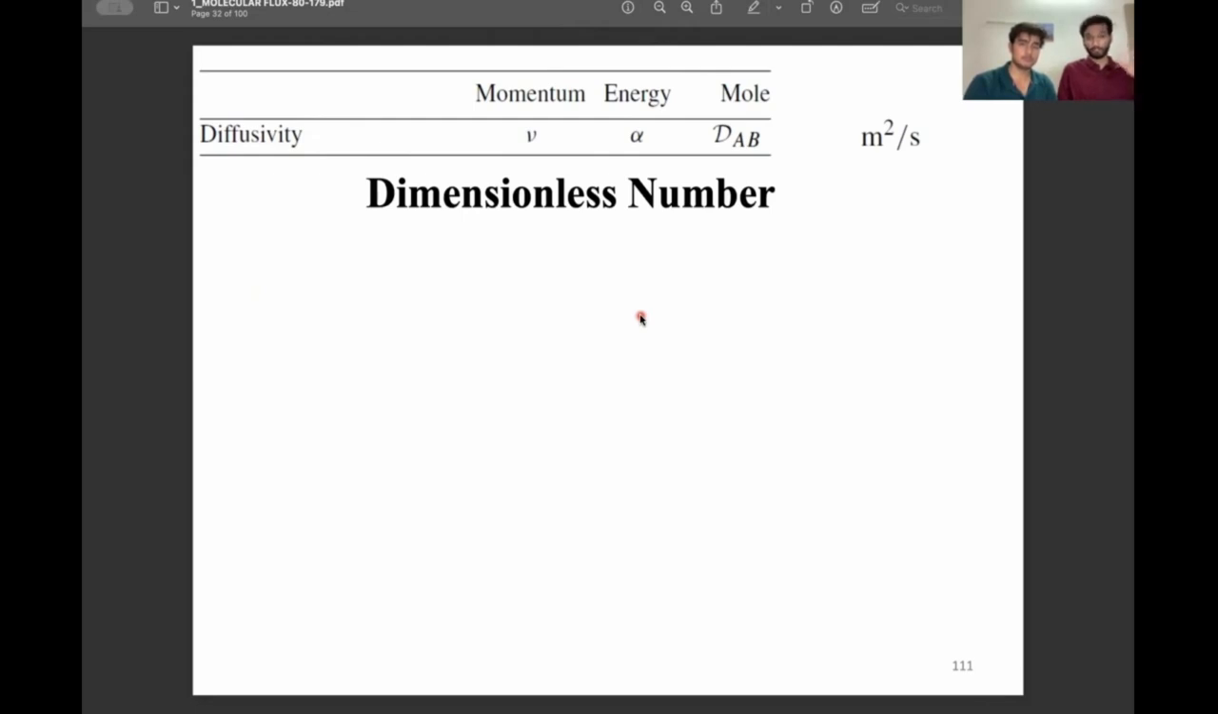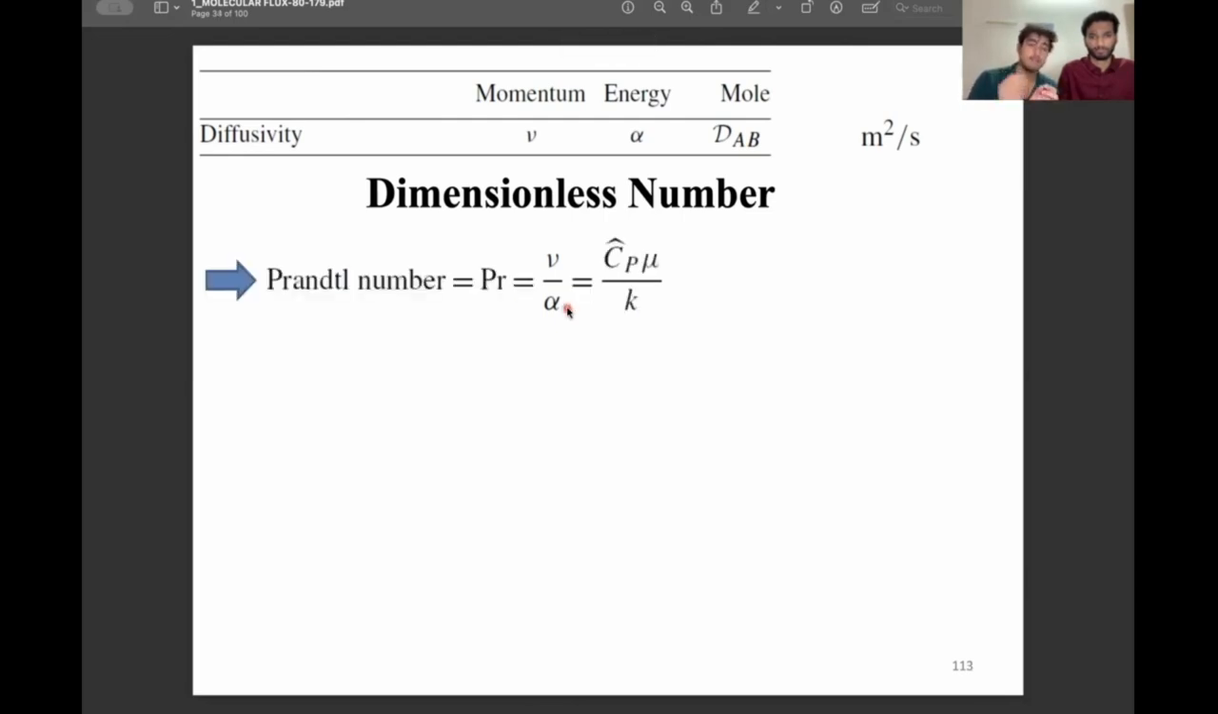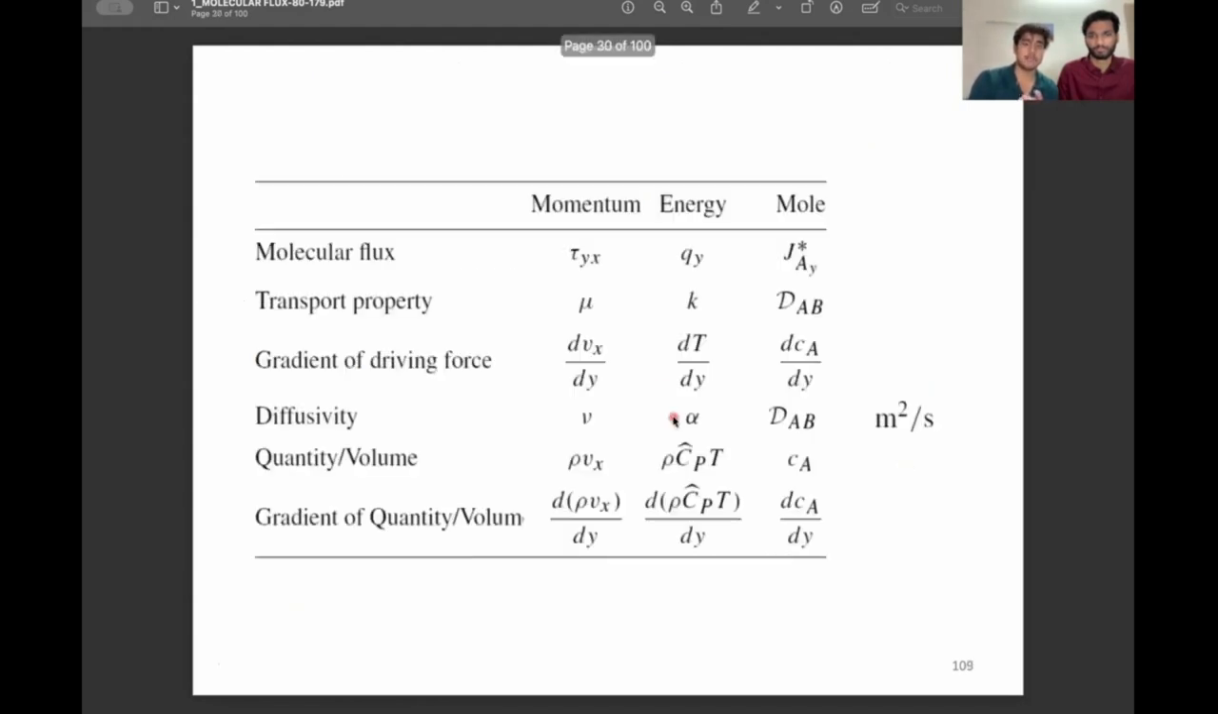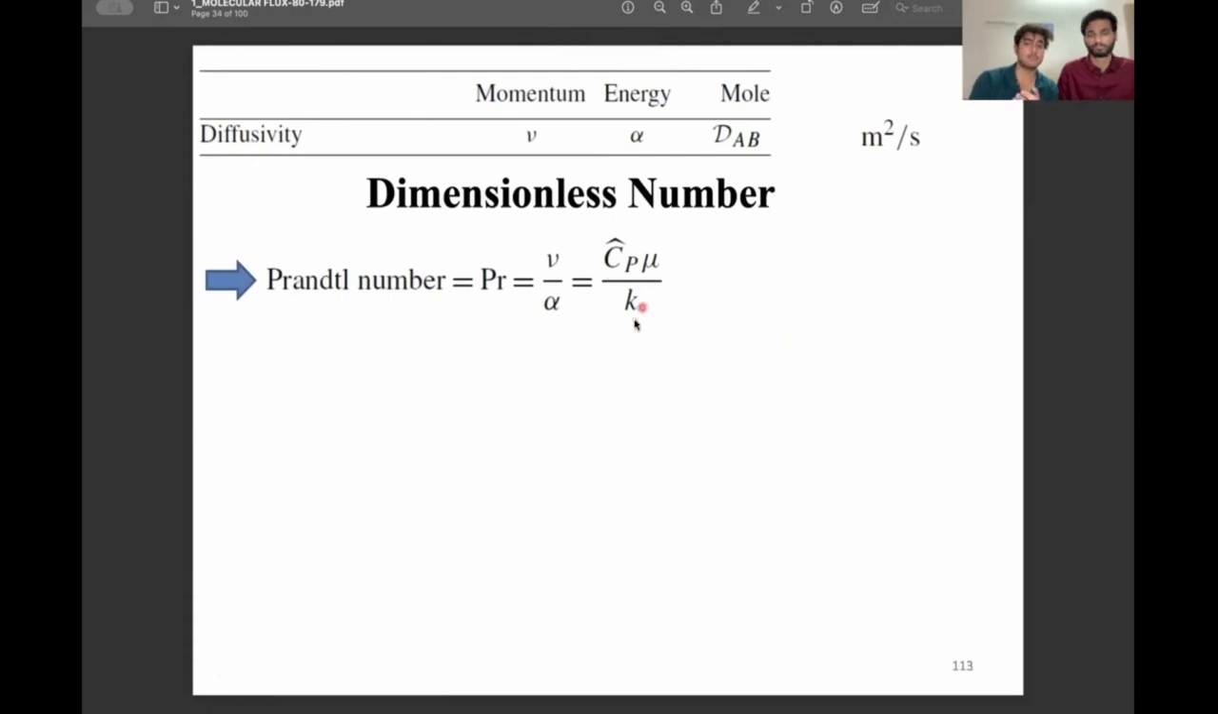The first dimensionless number is nu by alpha. What we did here is we took momentum diffusivity and energy diffusivity, and then took the ratio of them, momentum to energy diffusivity, and we got our first dimensionless number, which is the Prandtl number, denoted by Pr. It is equal to momentum diffusivity by energy diffusivity. We substituted the formulas for nu and alpha from our earlier slides. Nu is mu by rho and alpha is k by rho Cp, and when we substitute these formulas, we get Cp mu by k.